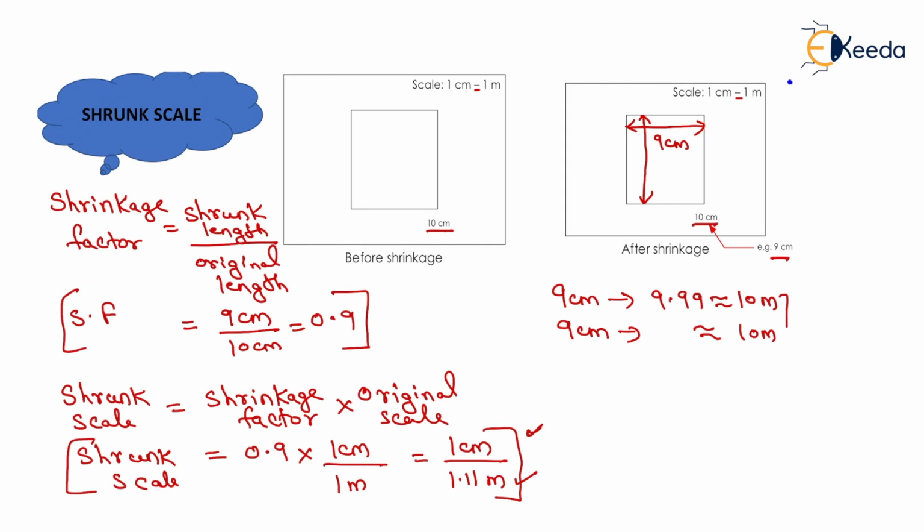On multiplying these two values, we get the actual area on ground, that is 100 meter square, which equals the original area on the ground. So by using the concept of shrunk scale, we can easily eliminate the effect of shrinkage in the paper of the map. That is all about the scales.